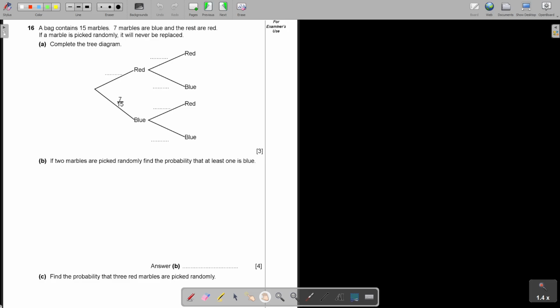Question number 16. So in question number 16, a bag contains 15 marbles. 7 marbles are blue and the rest are red. If a marble is picked randomly, it will never be replaced. So it will not be put back. Okay, complete the tree diagram.